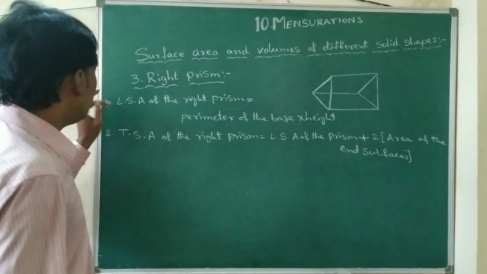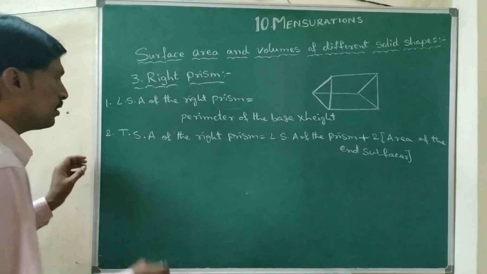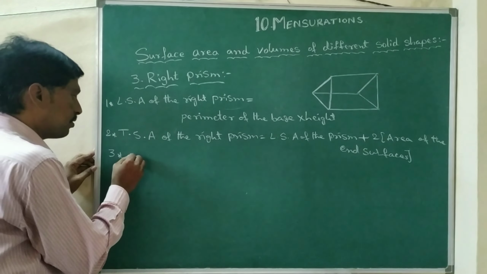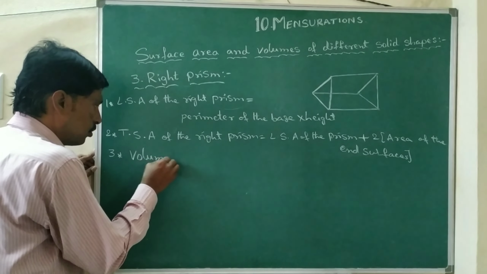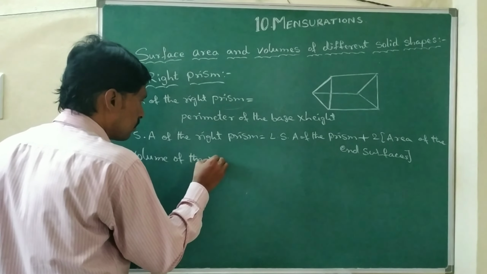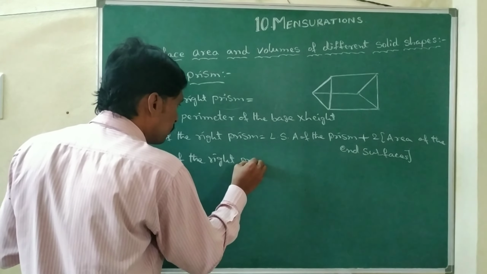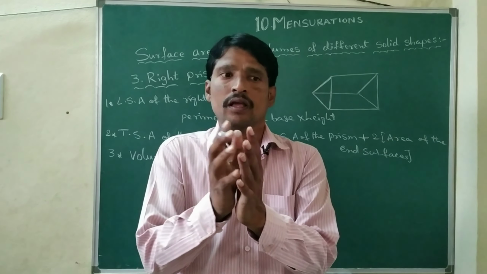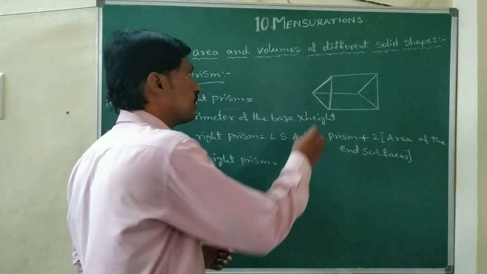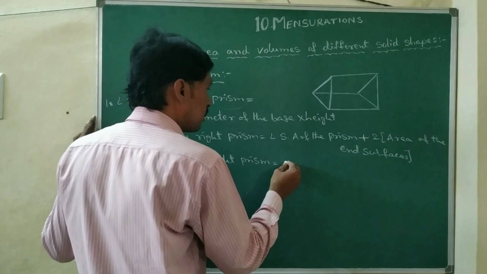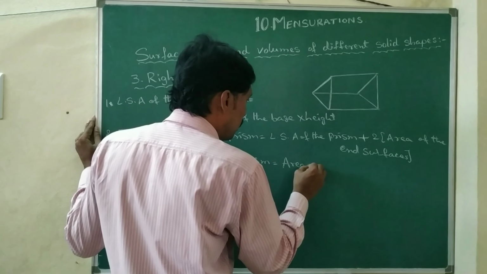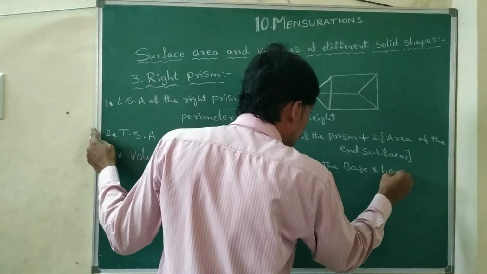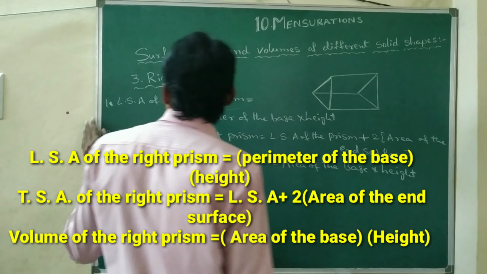Here LSA is completed, TSA also completed. Now volume of the right prism. So what is the volume of the right prism? Area of the base into height we need to take. Area of the base, it is the shape of a triangle only. So volume equals area of the base into height.